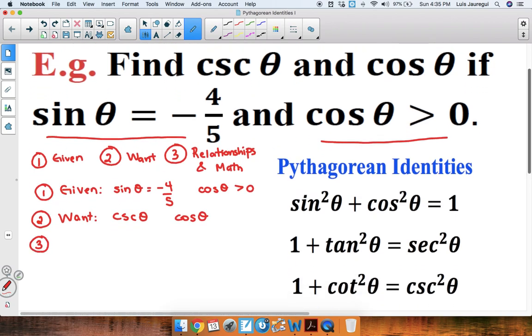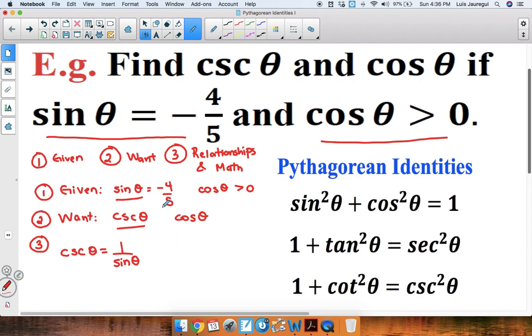Once we have determined what we want, we go to step number 3, which is to find any relationships and do the math. In this case, we know that sine is related to cosecant in the following way. We know that cosecant of theta is equal to 1 over sine of theta. In other words, cosecant is the reciprocal of sine.